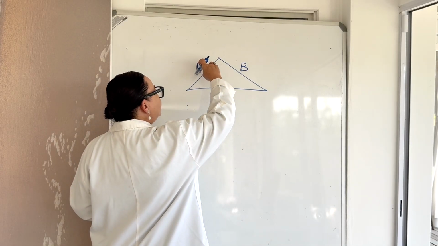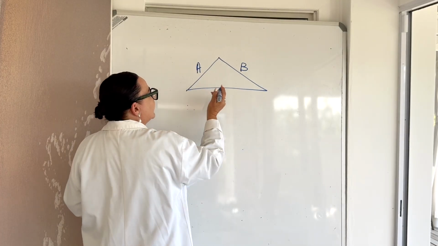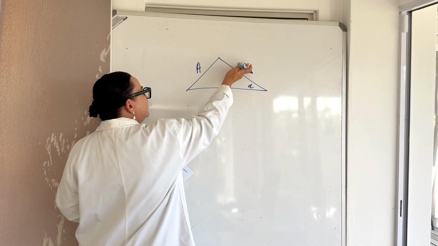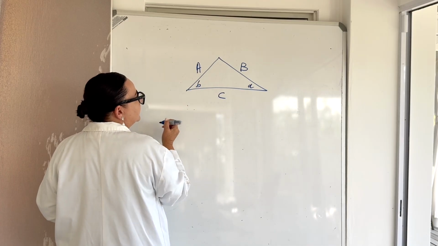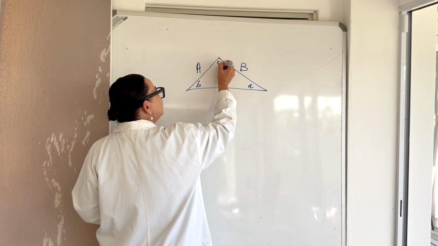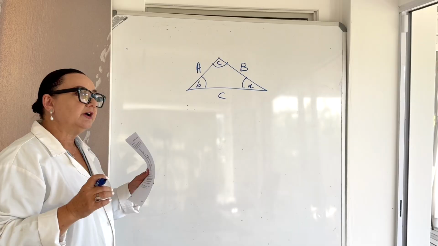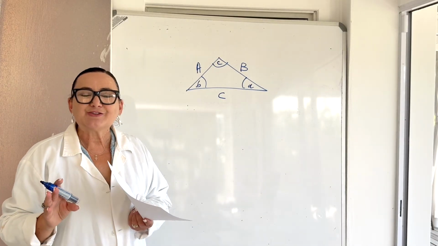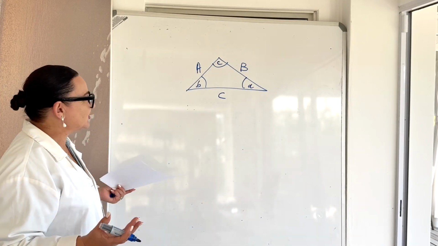Then the angle straight across from side A will be angle A, the only angle across from B is that one, and the only angle across from side C is that angle, okay? In maths, you're also going to learn probably how to prove this, but we're just going to apply it in our science classes.